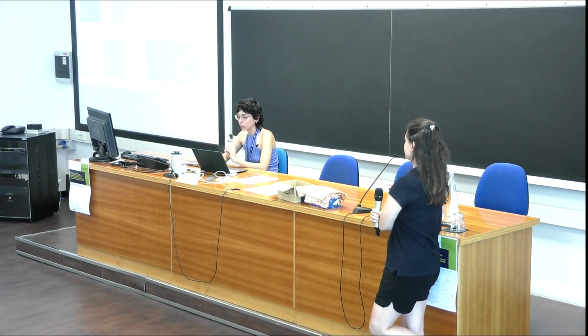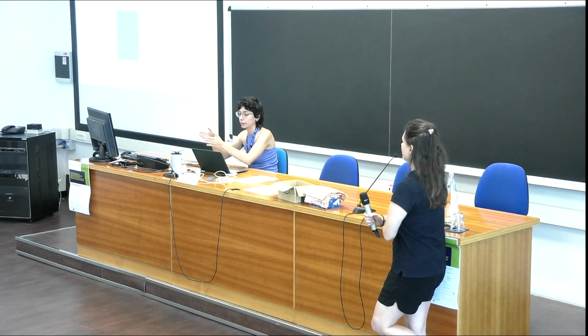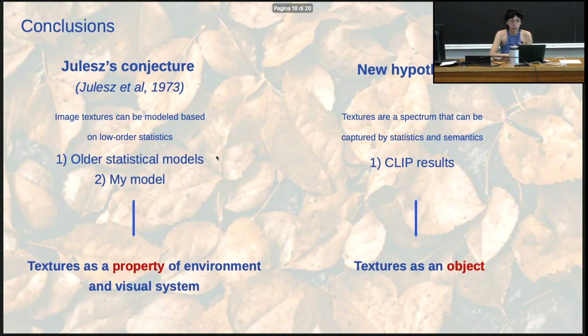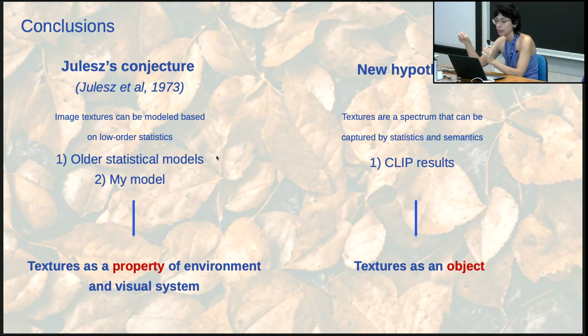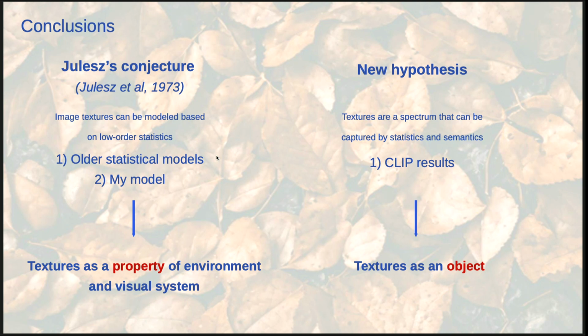And I did extra analysis on CLIP. I also did a plot of per class accuracy, and it follows more or less the same trend: different behaviors, different accuracies for different classes. This led me to conclude that if we treat textures not only as a property of the visual system, relying on the theory that textures can be captured by modeling the very early stages of the visual cortex, but as an object that could be captured by integrating multimodal information like semantic information, other kinds of information.